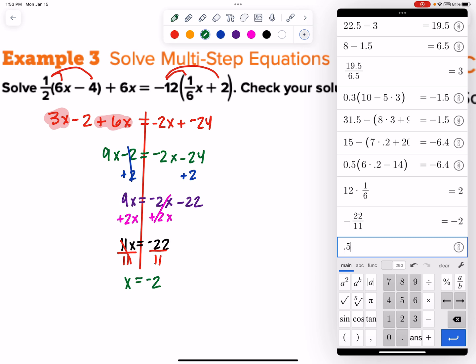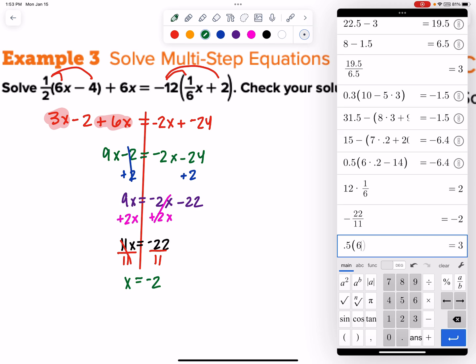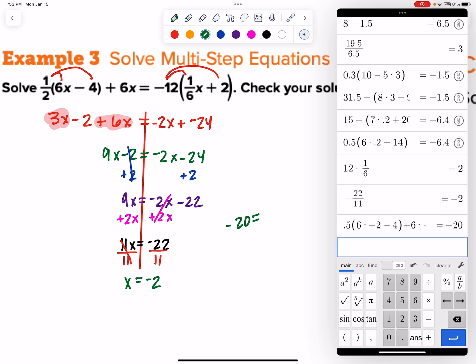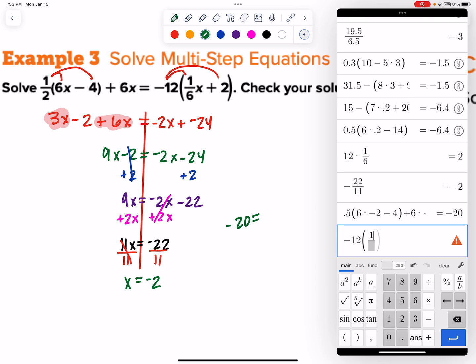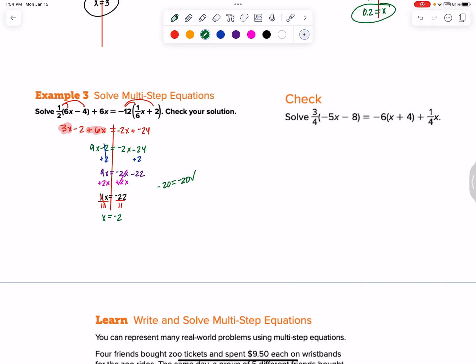Now I can do 0.5 if I'm really confident in that instead of typing in the fraction. 6 times negative 2 minus 4, close parentheses, plus 6 times negative 2 puts us at a negative 20 for the left side. Let's go ahead and do the right side now. So we have negative 12 times the quantity of 1/6 times negative 2 plus 2, close parentheses, and we're at negative 20. Yay, good. It's always sad if you do that check and it doesn't work. Luckily, we've been doing pretty good.